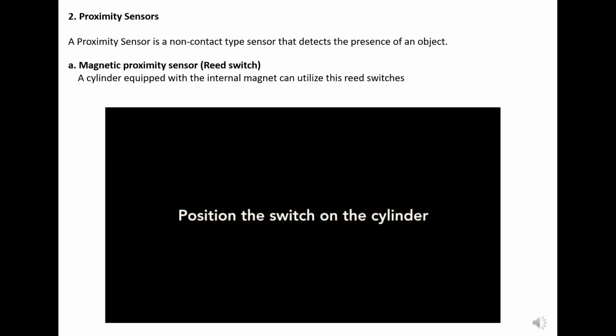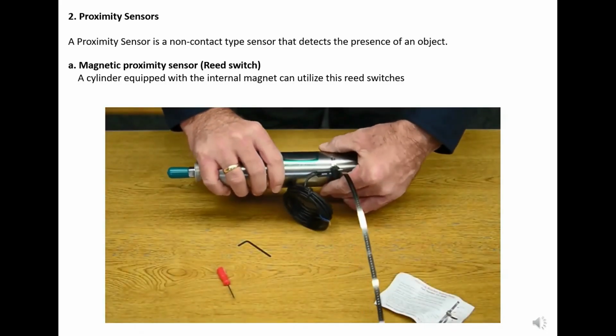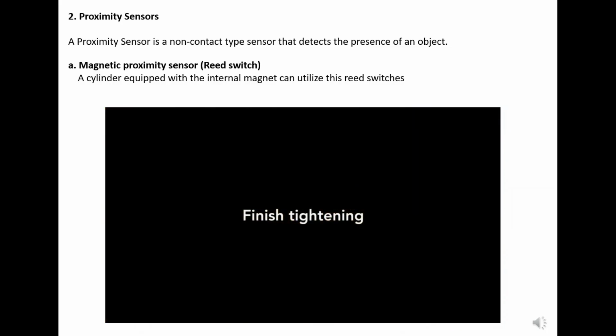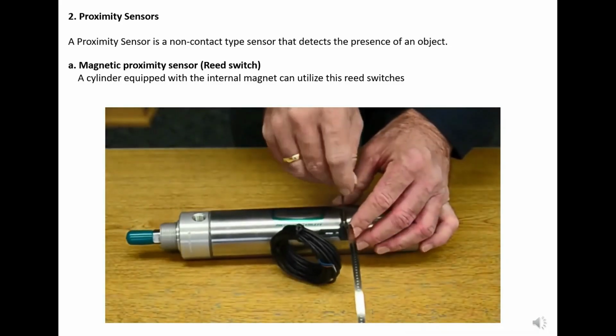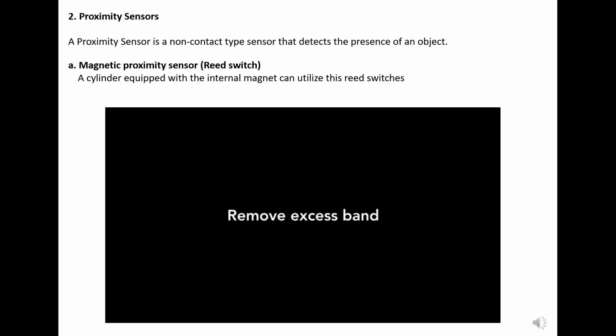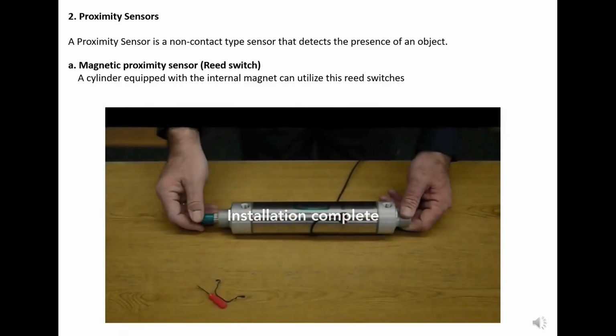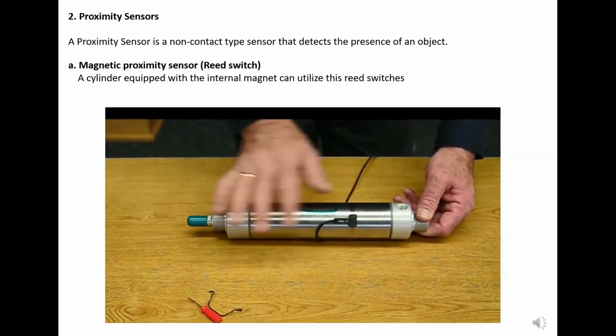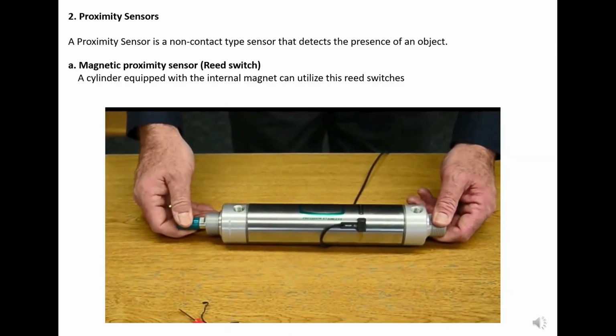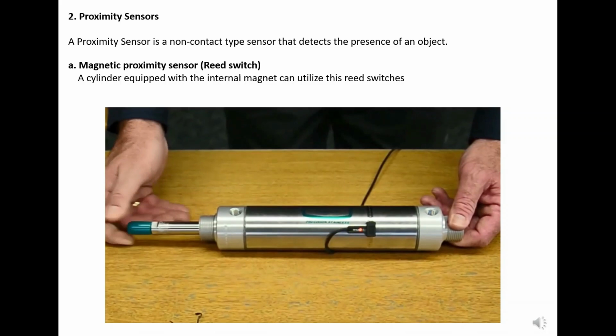Position the switch in place on the cylinder. Finish tightening the set screw. And finally, remove the excess band. The single switch unit installation is now complete. When the magnet is underneath the switch, the LED lights up and you are given an output.